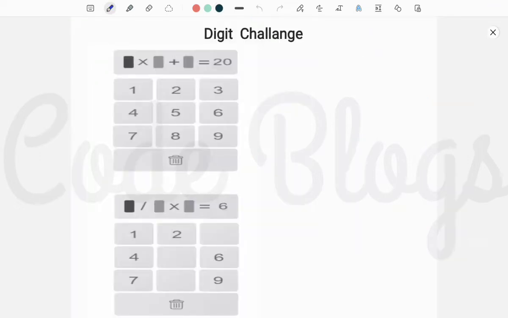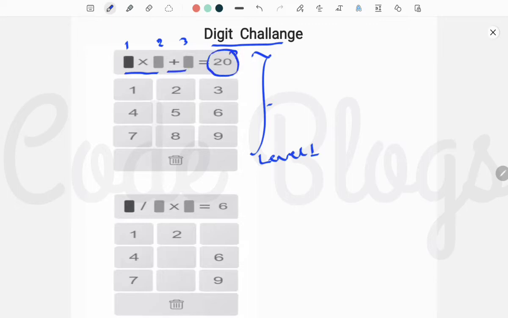Now comes to Digit Challenge. In this game you are given this type of scenario. This is level 1, and you are seeing that there are 3 blank spaces available, where the first two blank spaces are multiplied, and then the last one is added. In this way you have to make the total sum 20, using numbers from 1 to 9 to solve this.